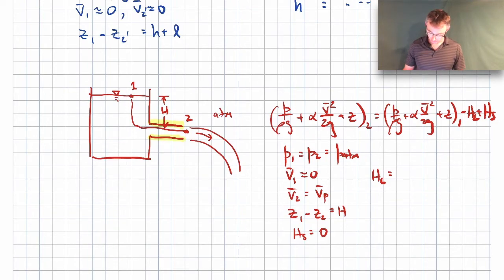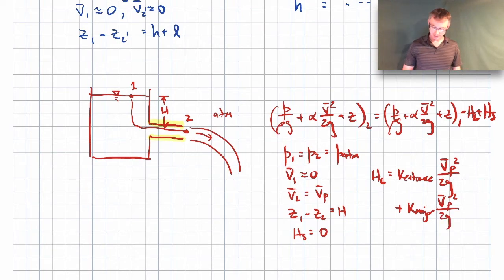have our entrance loss times the velocity head where that loss occurs, plus we'll have a major loss in the pipe times the velocity head in the pipe. Now in this case, there is no exit loss. Okay, so this part gets a little confusing.